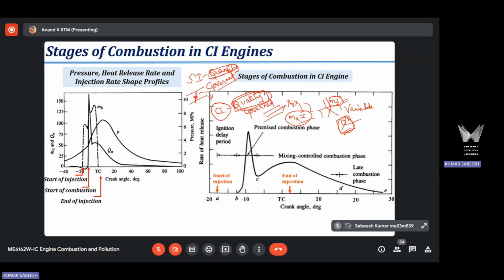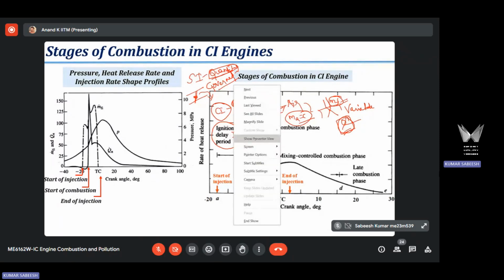So with that note, let us look at the different stages of combustion in a CI engine. As you could see here, the combustion happens in 4 distinct stages. This is stage 1, the ignition delay period.